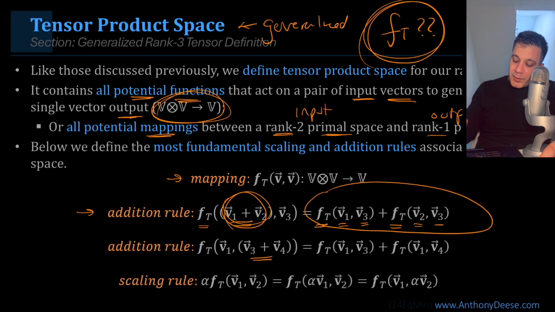We can do the same thing for the other input, right? So this is for the first input, this is for the second input, and then we also have a relevant scaling rule, which says that if we scale the output of the function, that's the same as scaling either the first or the second of the 2 inputs.